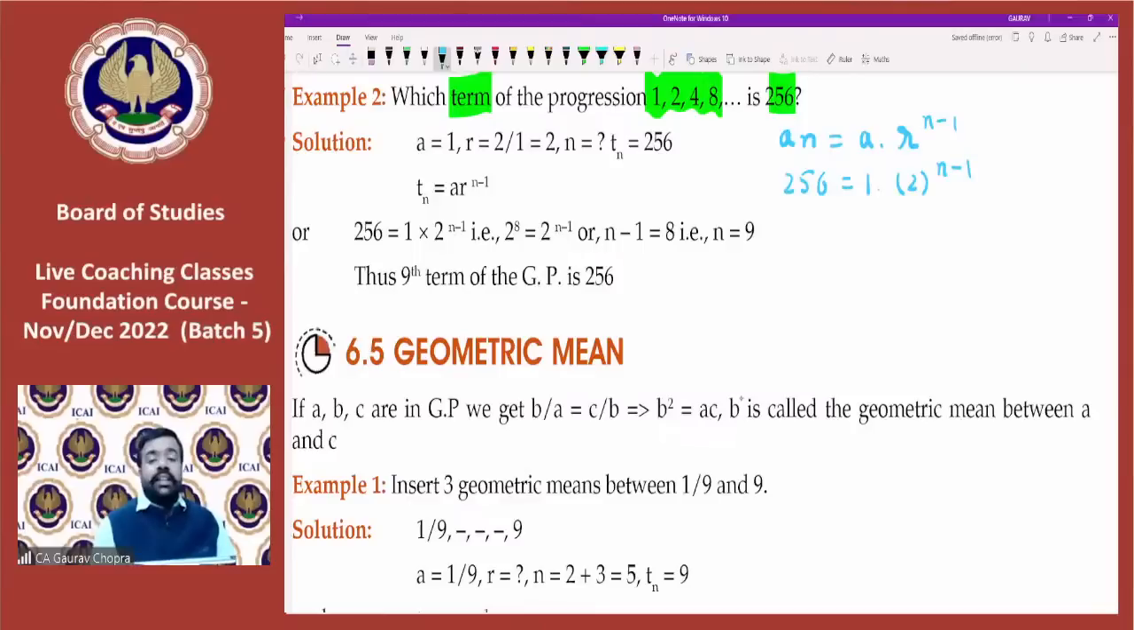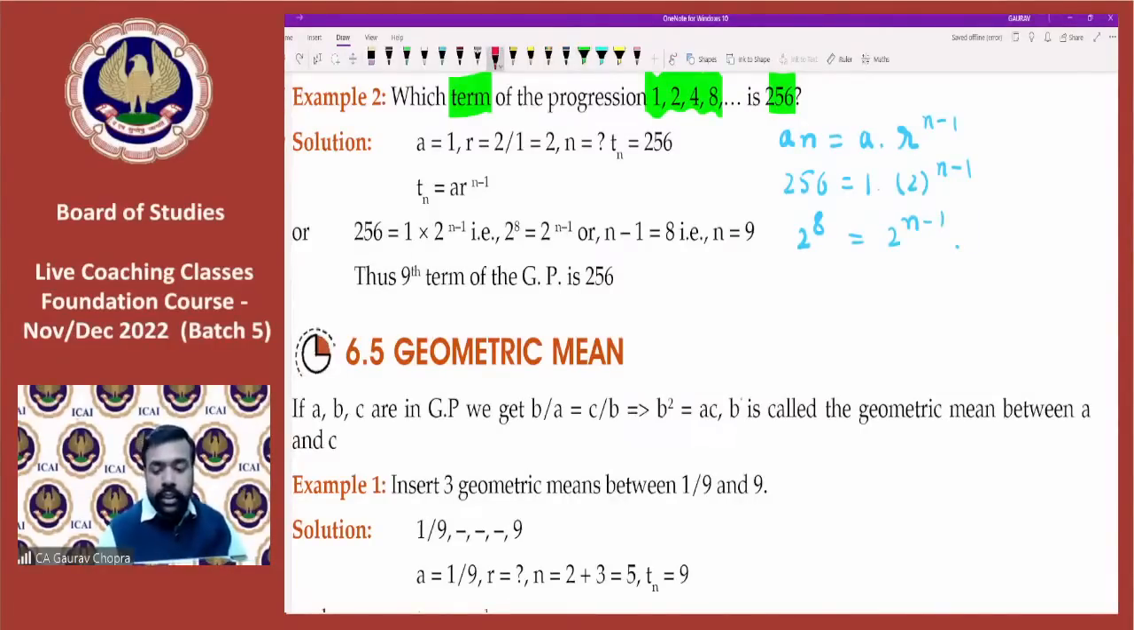Now 256 can be converted into 2 to the power of 8, which is equal to 2 to the power of n minus 1. Now, the most important step, we have to apply the law of indices. You have read it from the study material as well. Whenever the base is the same, powers become equal. When the bases become the same, what do we have to do with the powers? Equate. So the powers will get equated. So here we will equate them.